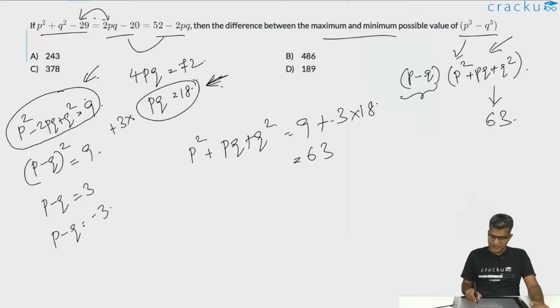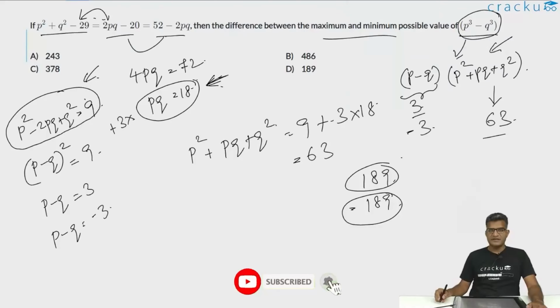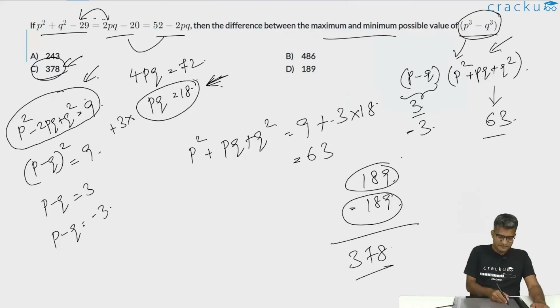P minus q is either equal to plus 3 or it is equal to minus 3. So the value of p cube minus q cube is either equal to 189, which is 3 into 63, or it is equal to minus 189. The difference between these two is equal to 378. So the answer for this question is option C.